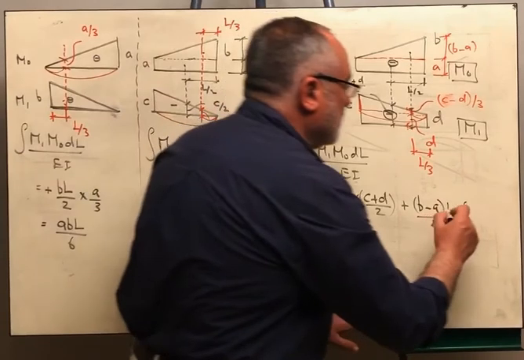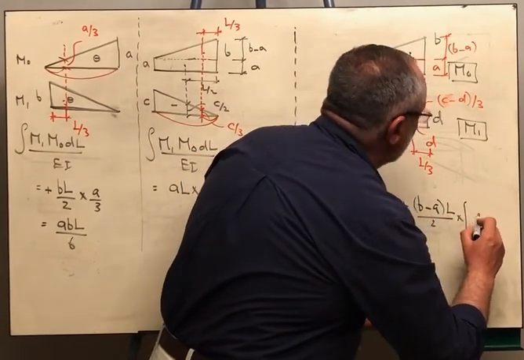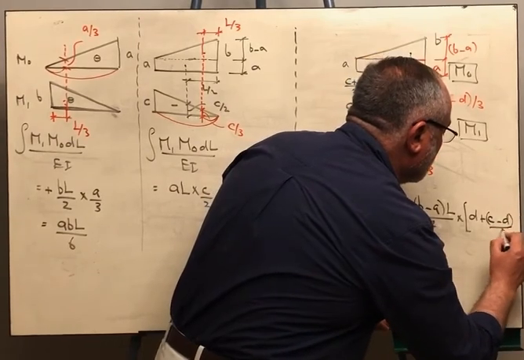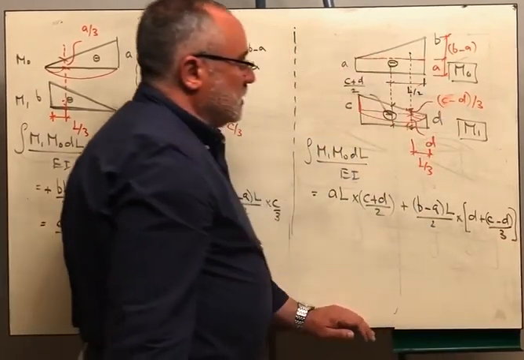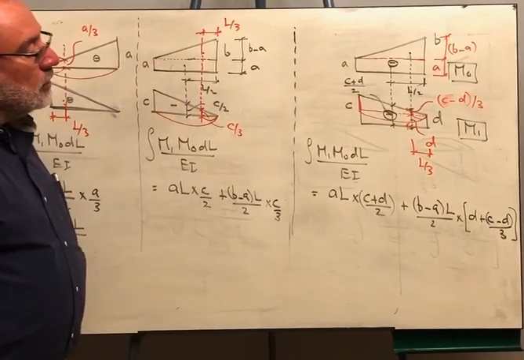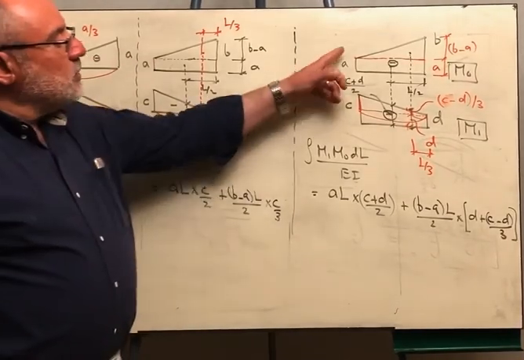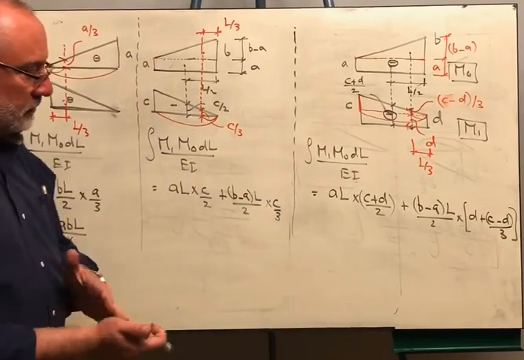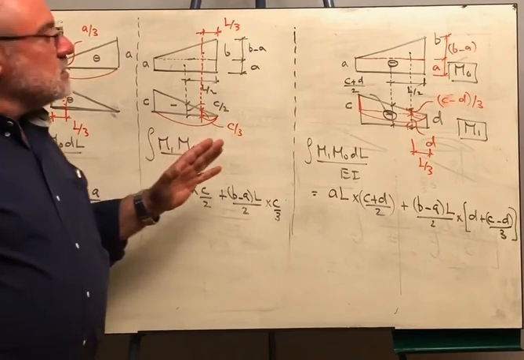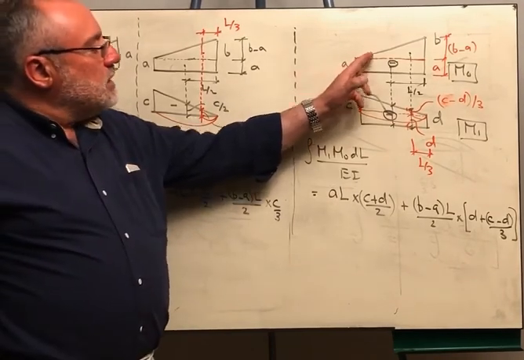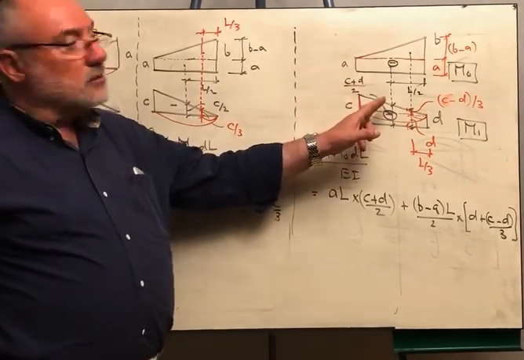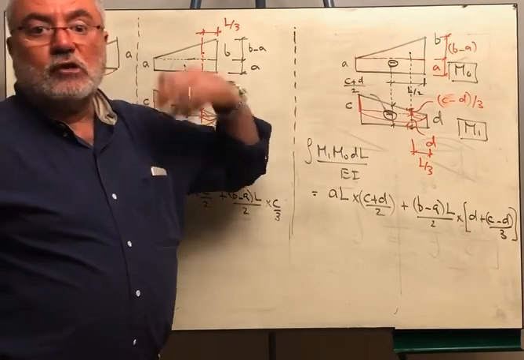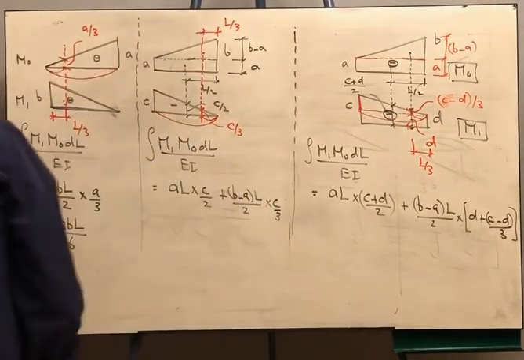So this will be C. This will be D plus C minus D over 3. Okay? If we want to integrate a trapezium on a trapezium, the result will be like that. Okay? So these are the cases as long as M naught diagram is linear and M1 diagram is linear. What if the diagram M naught is parabolic, is of the second degree? What should we do?